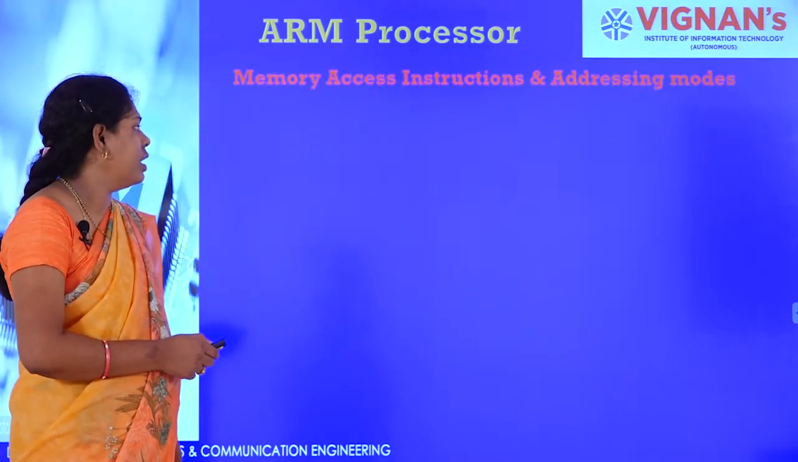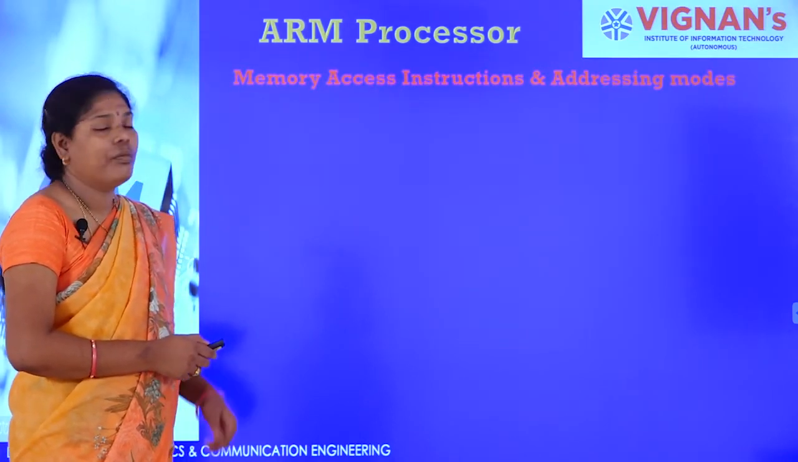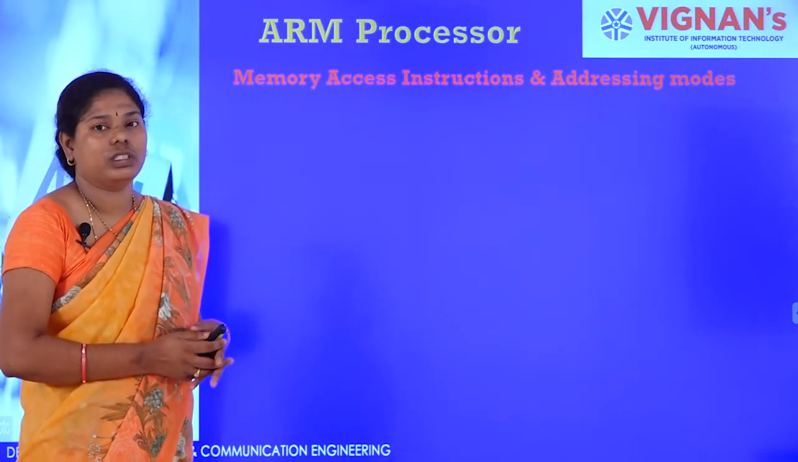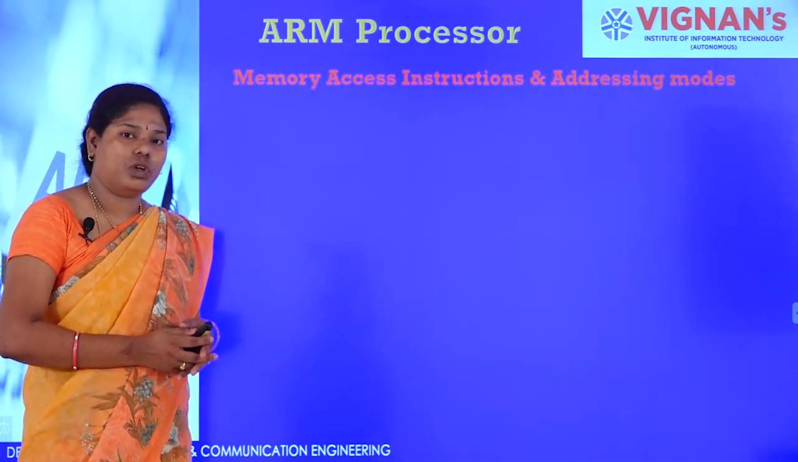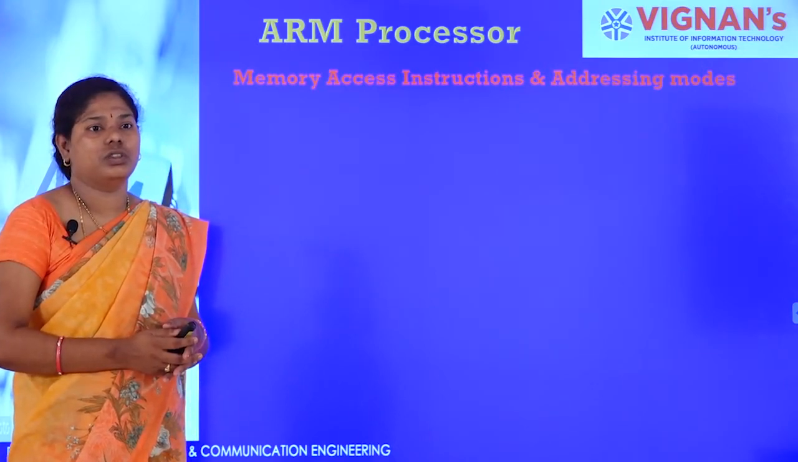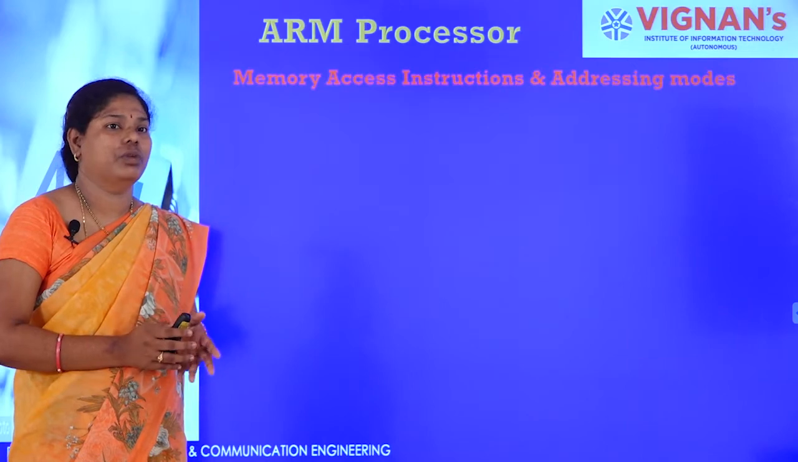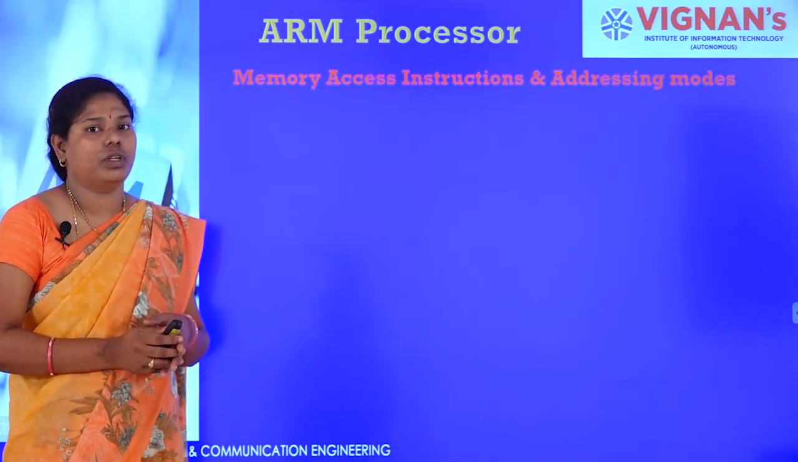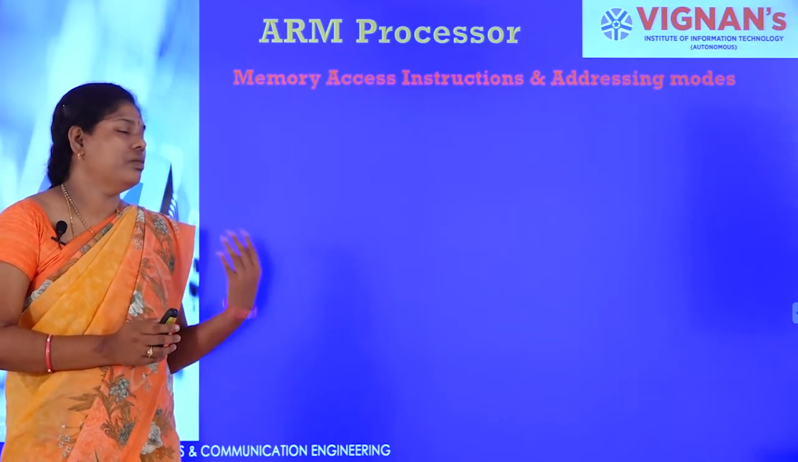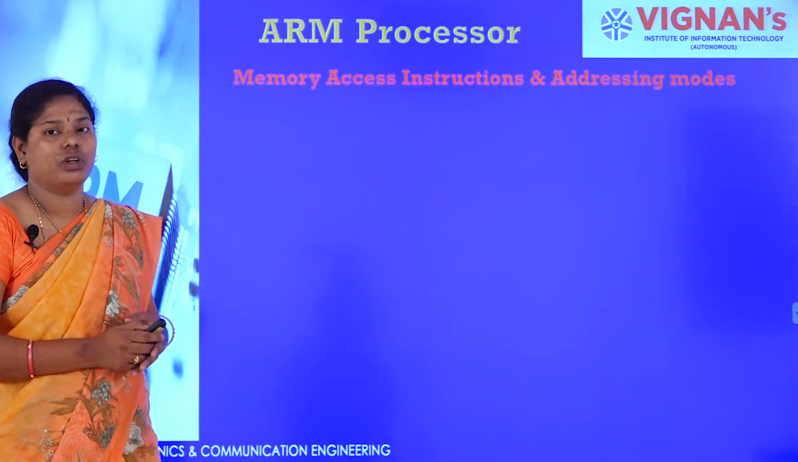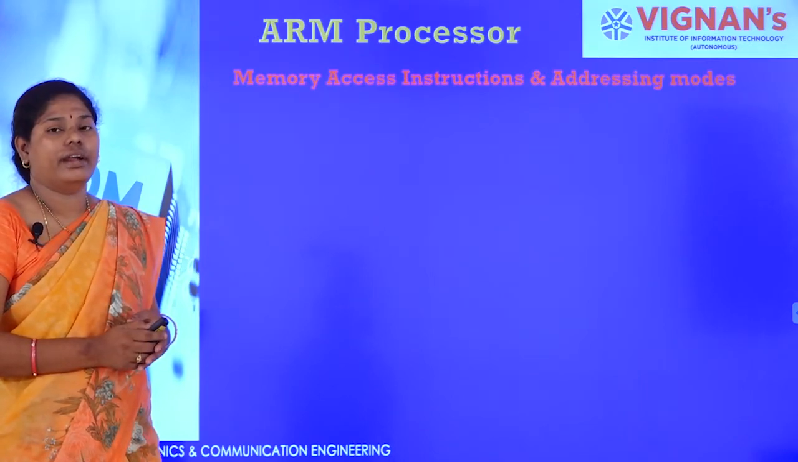Okay. The next addressing mode is memory access instructions and addressing modes. Until now the registers are within the processor and the data is directly available within the instruction. So, we do not need to access the memory. The second thing, if the data is available in memory, then we must go to the memory accessing. Memory accessing means here the memory address should be identified.